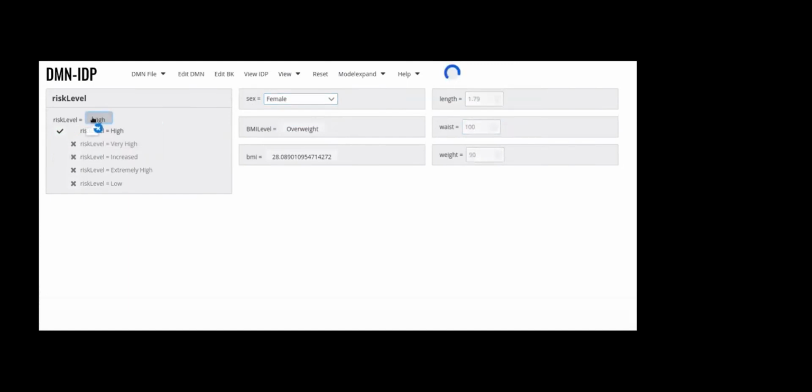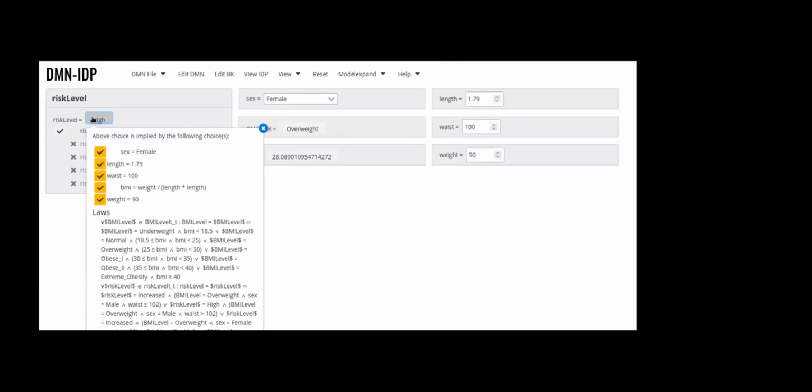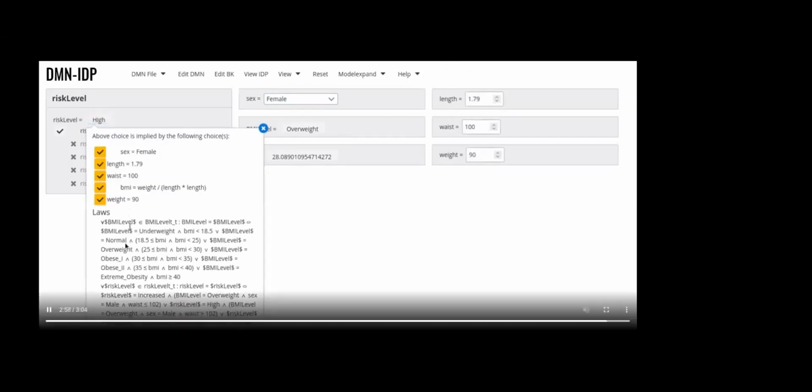So yeah, okay, here I'll be asking for an explanation. This is one feature. Yeah, there we go. So here it can tell us, okay, your risk level is high because you are a female. Your length is, I entered that myself, by the way, 1.79, your waist is 100, BMI is calculated as such, and weight is 90. And then it can tell us the laws that have actually been used.